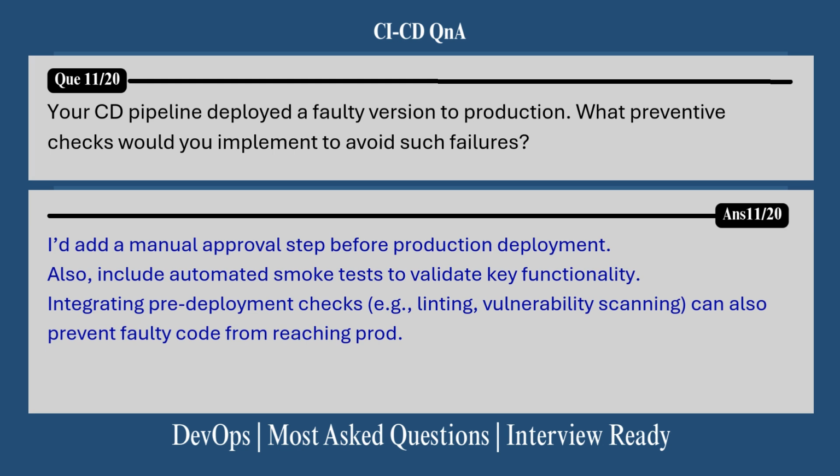Here's our first question. Your CD pipeline deployed a faulty version to production. What preventive checks would you implement to avoid such failures? Here's how you can answer. I would add a manual approval step before production deployment. Also, include automated smoke tests to validate key functionality, and integrating pre-deployment checks like linting and vulnerability scanning can also prevent faulty code from reaching prod.